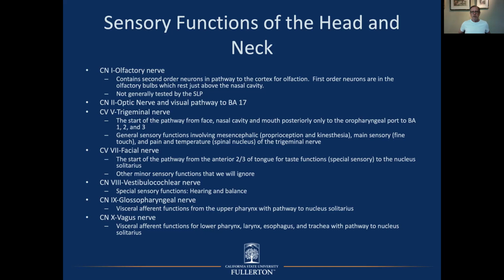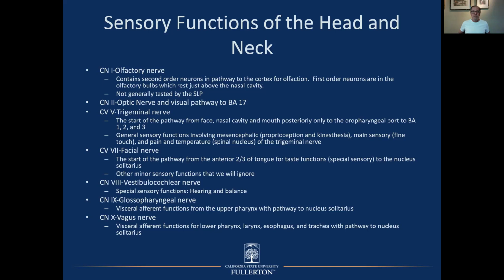And they project back to, not to the thalamus. All the other systems eventually kind of get their way through the thalamus. Not this one. This goes directly to the cortex. But anyway, SLPs don't generally test this one. So I'm just mentioning it because we're going through all the sensory cranial nerves, but that's kind of it.